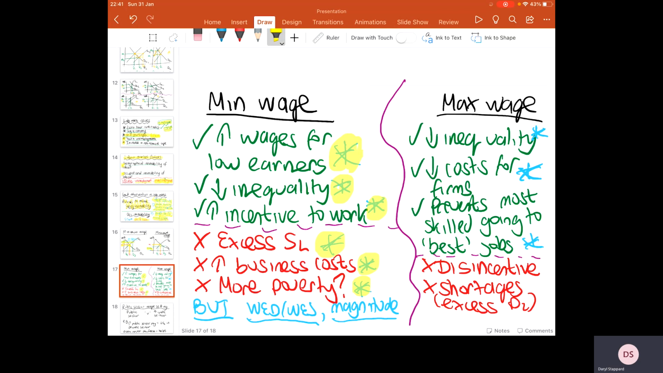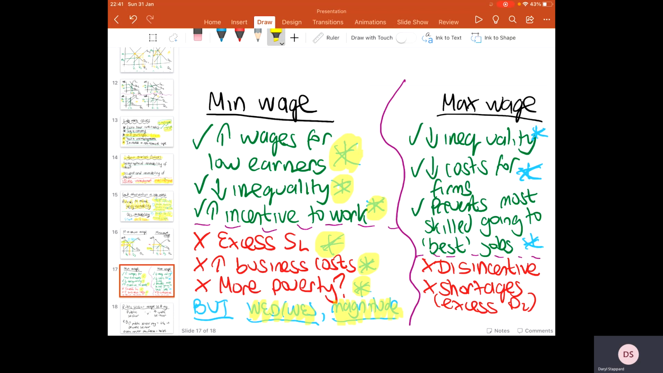I think it's worth noting that the impact on unemployment will depend on the elasticity of WED and WES. If the demand and supply of labour are, for example, inelastic, the impact on the number of unemployed people that it creates will be far lower than if the WED and WES were both elastic. And if you drew them, you could see exactly what I mean by that. Now, of course, it also depends on the magnitude. How much will the minimum wage increase wage rates by?